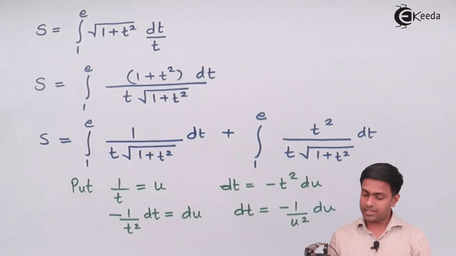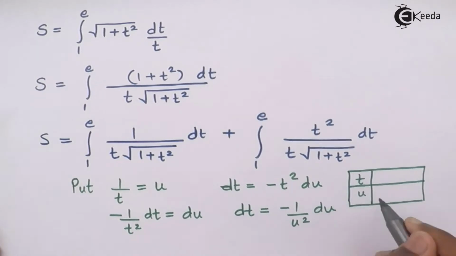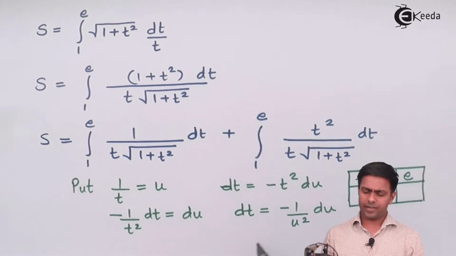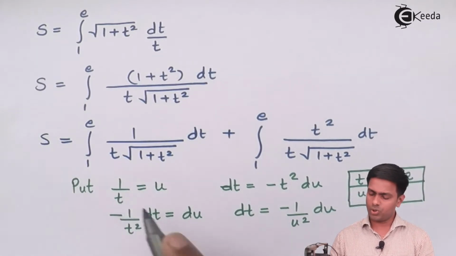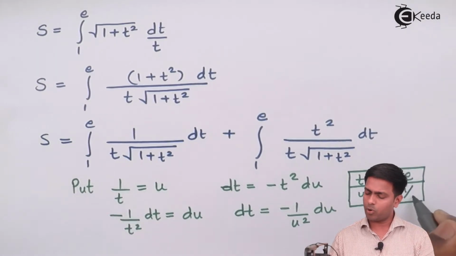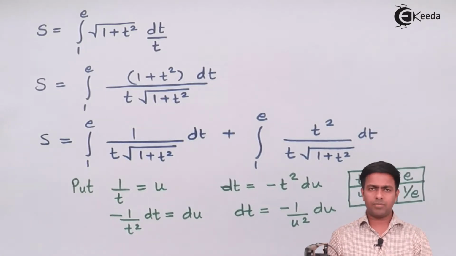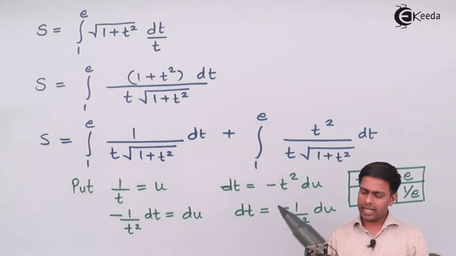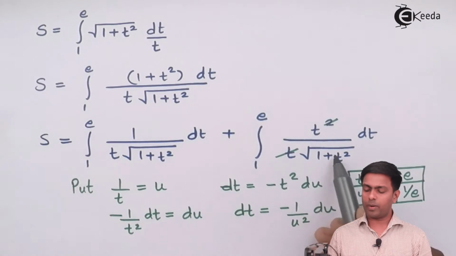Similarly guys, the limits will change. Now for t, the limit is from 1 to e. Now let's check it for u. So if t is 1, here I'll get 1 upon 1 is 1, so u is also 1. And if t is e, here we will get u as 1 upon e. So this will be the new limit. So guys, what I'm doing is I'm just solving the first integration. For second integration, at the same time, we'll cancel this t with t. We will get t upon under root 1 plus t square.